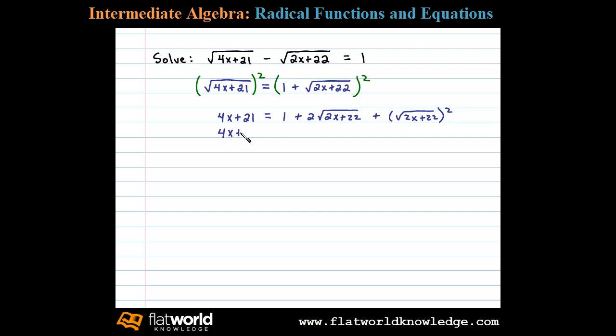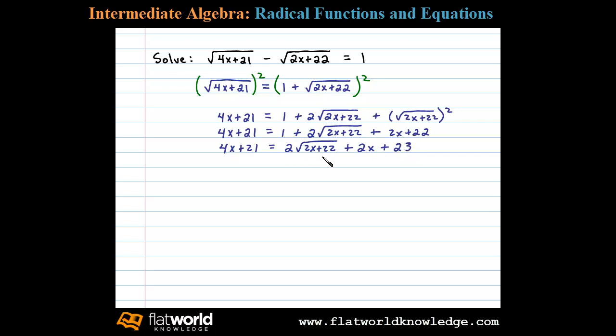Now simplifying further, we have 4x plus 21 equals 1 plus 2 times the square root of 2x plus 22 plus 2x plus 22. Now 1 and 22 are like terms, so we'll add those next, leaving us with 4x plus 21 equals 2 times the square root of 2x plus 22 plus 2x plus 23.